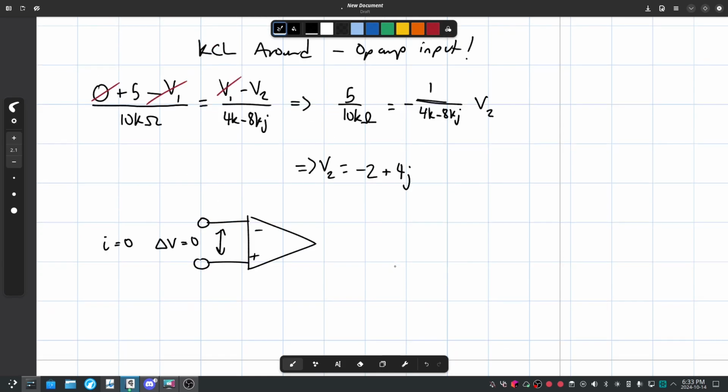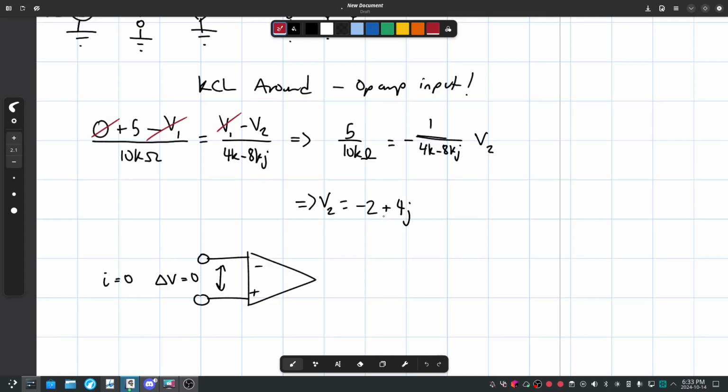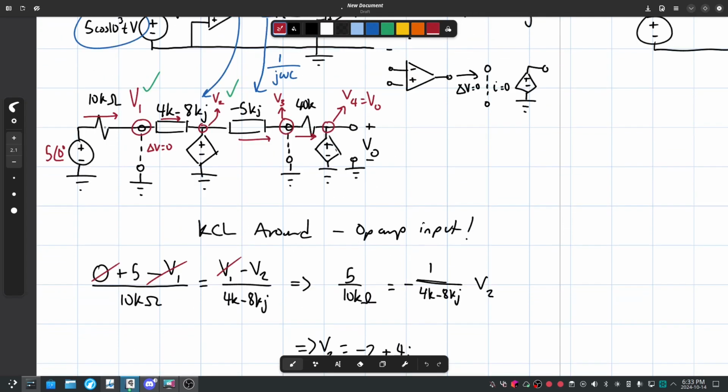That's pretty much all it's going to tell you. Is that 4K minus 8KJ? This here? Yes. If you're talking about this, no. This is 4,000 minus 8,000J. Why did I cut out V1? Because V1 is connected to ground. If you look here, this is ground. And remember the properties of an ideal op-amp. Across here, there is no voltage difference. So if we know this is ground, this is 0, then V1 is going to be 0. Because of that, it makes doing the voltage around that negative input very easy, very nice.